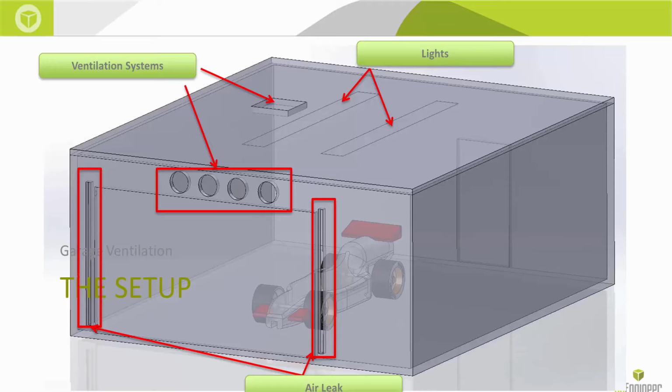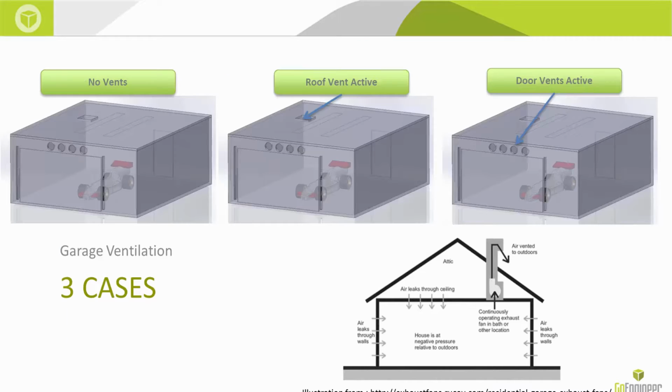So I've essentially modeled out two holes by which air can either get into the system or air can get out of the system based on the convection that takes place on the inside. Great. Now, I essentially studied three cases for garage ventilation. One system with absolutely no vents, the other system with just the roof vent active, and another system where just the door vents are active.